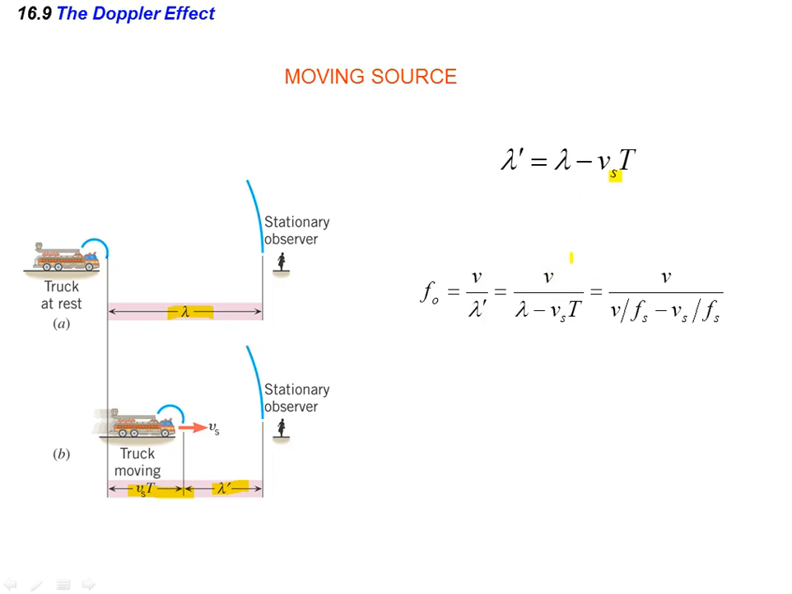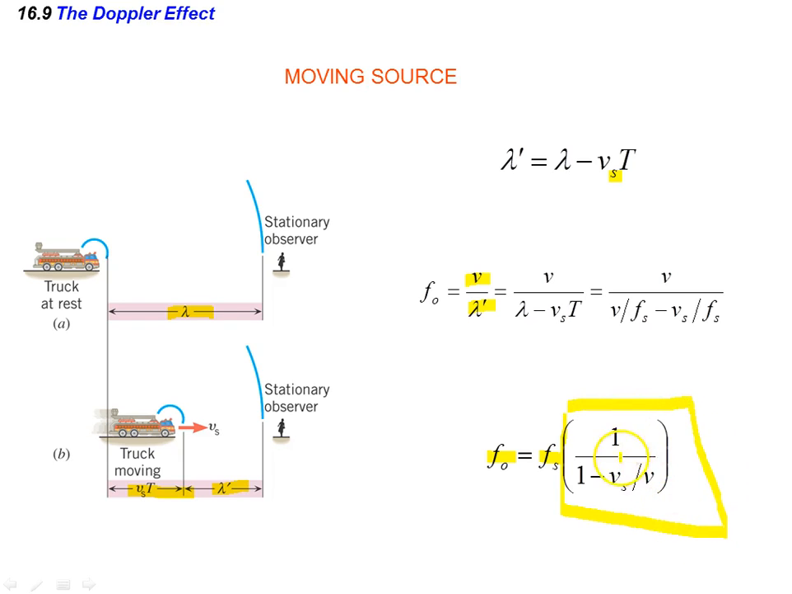Then we can do a little algebra and solve for the frequency of the observer. The frequency the observer hears is v over lambda prime. Doing some algebra here, we can simplify to the frequency of the observer equals the frequency of the source multiplied by this expression right here of 1 over 1 minus the velocity of the source divided by the speed of sound. So this v right here is the speed of sound in those conditions.